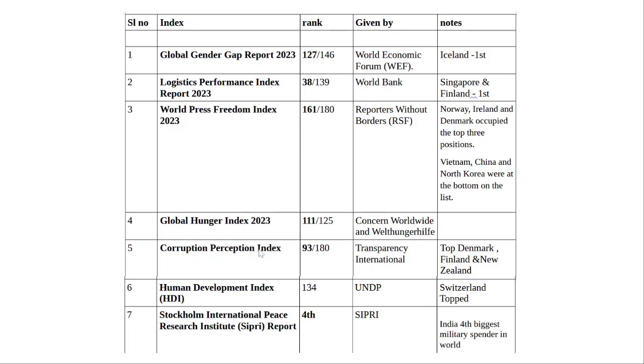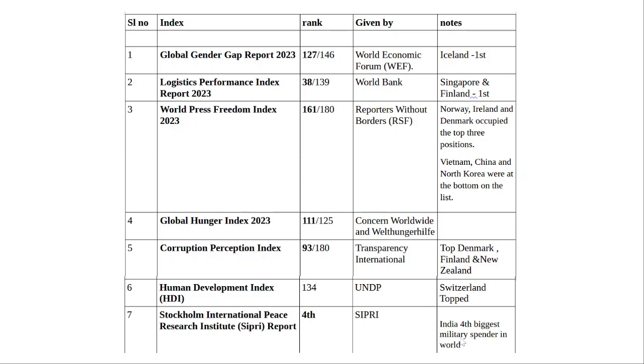Okay, corruption perception, Transparency International. Usually these European countries, Denmark, Finland, New Zealand, usually top. Here also you can say in logistics, Singapore is there, Finland and Singapore. Okay, Iceland. Next, Human Development Index is 134. Okay, and the Stockholm International Peace Research Institute (SIPRI) has India in fourth position. India is the fourth biggest military spender in the world. Remember that.